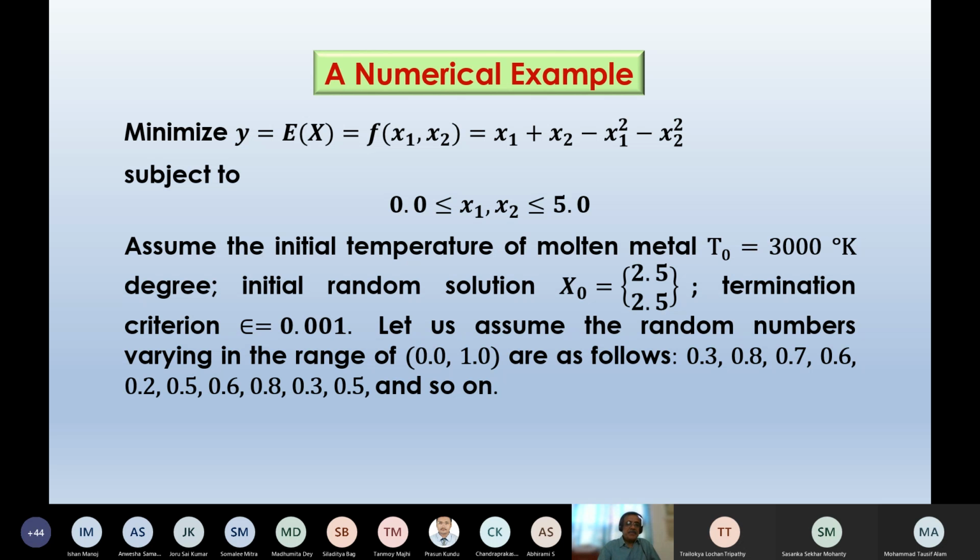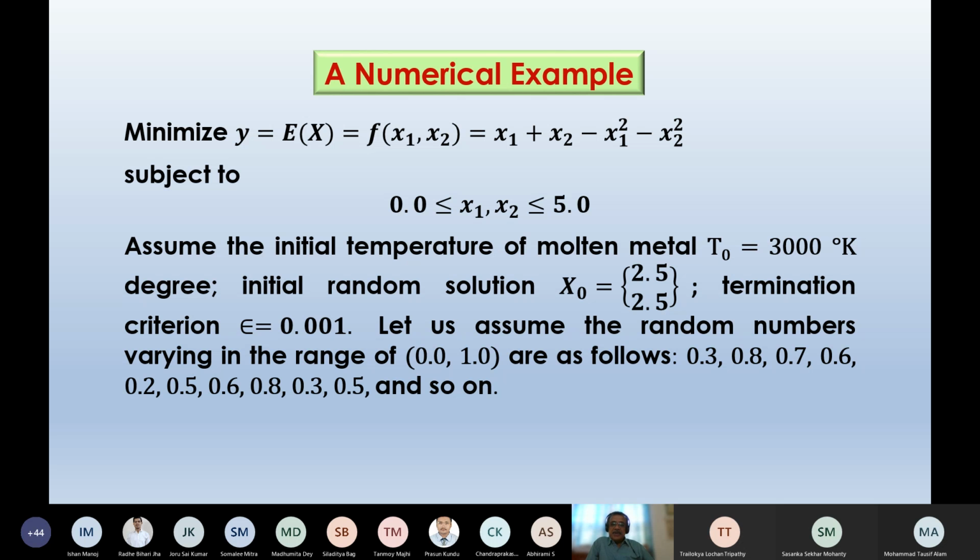Okay, so minimize y, which is a function of capital X. Capital X is a collection of two variables, small x1 and x2. And supposing that this is equal to x1 plus x2 minus x1 square minus x2 square. So this is actually the objective function, and these are the variable bounds. Small x1, x2 are lying between 0 and 5. Okay, and I'm just going to read out the statement of this particular problem.